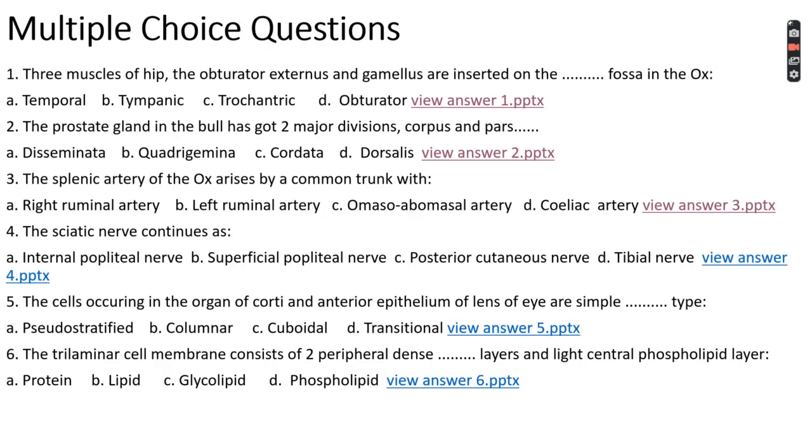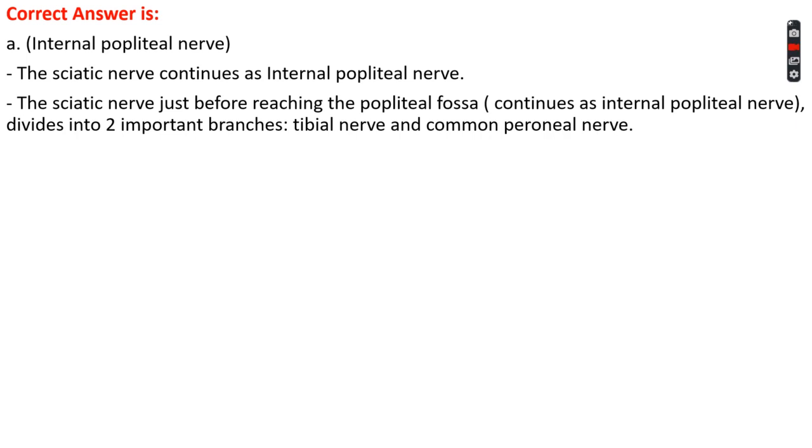Question number 4. The sciatic nerve continues as option A, internal popliteal nerve, option B, superficial popliteal nerve, option C, posterior cutaneous nerve, option D, tibial nerve. The right answer is option A, that's internal popliteal nerve. Okay, the sciatic nerve continues as the internal popliteal nerve. When the sciatic nerve reaches the popliteal fossa, it continues as the internal popliteal nerve. It first divides into two important branches, that's the tibial nerve and the common peroneal nerve.